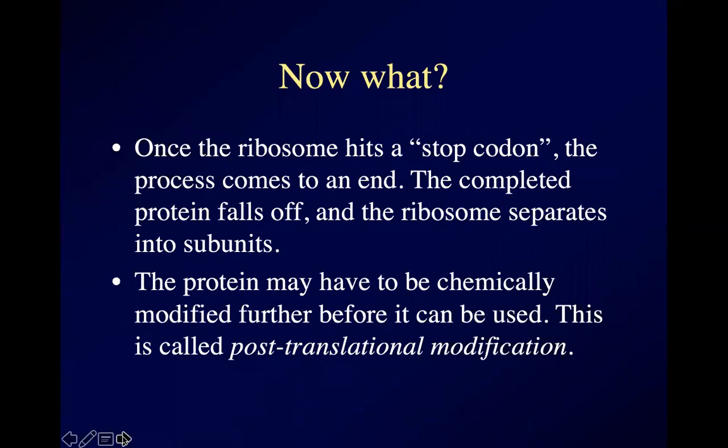The completed protein falls off and goes floating off to wherever it's needed. The ribosome will actually separate into subunits. So the ribosome falls apart. The pieces might get put back together. The messenger RNA might stick around. In bacteria, you'll often have several ribosomes working on one piece of messenger RNA at the same time. In eukaryotes, not so much. But the messenger RNA might be broken down or it might get reused. It all depends. And the protein is now finished.